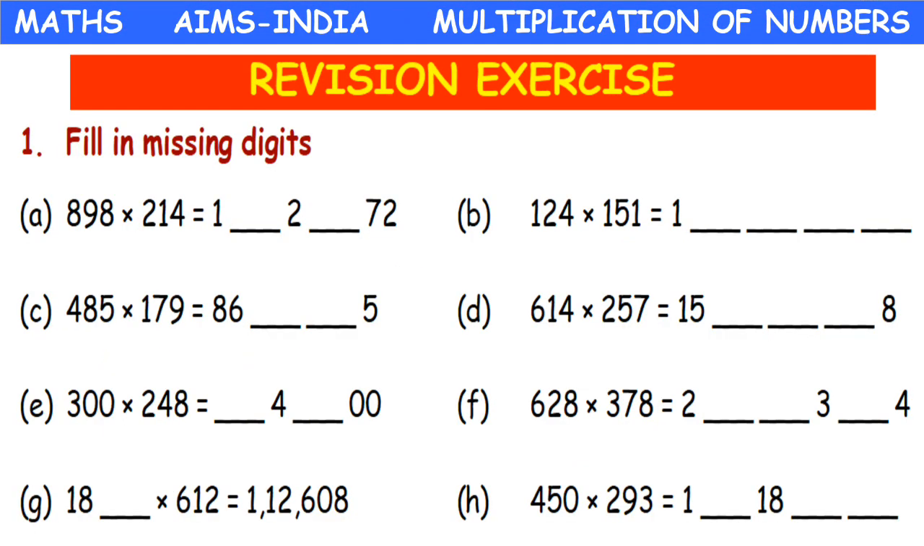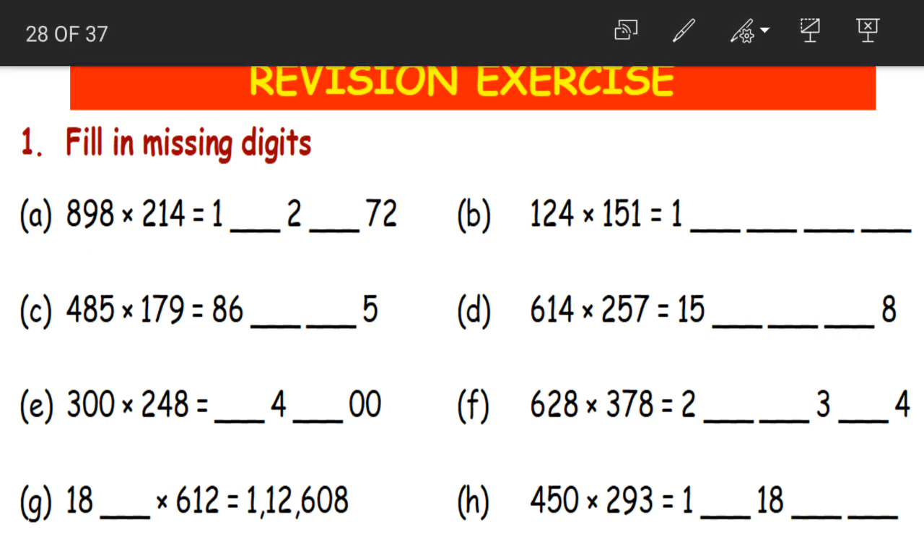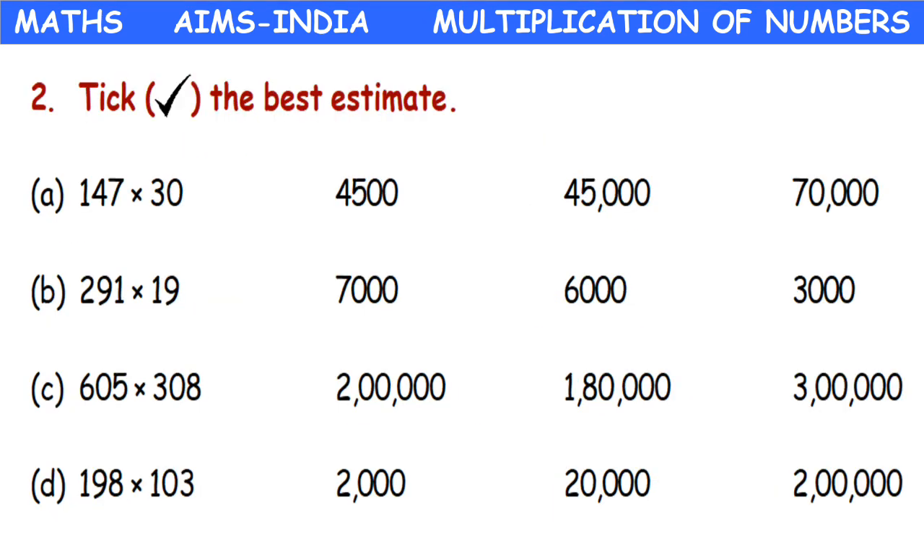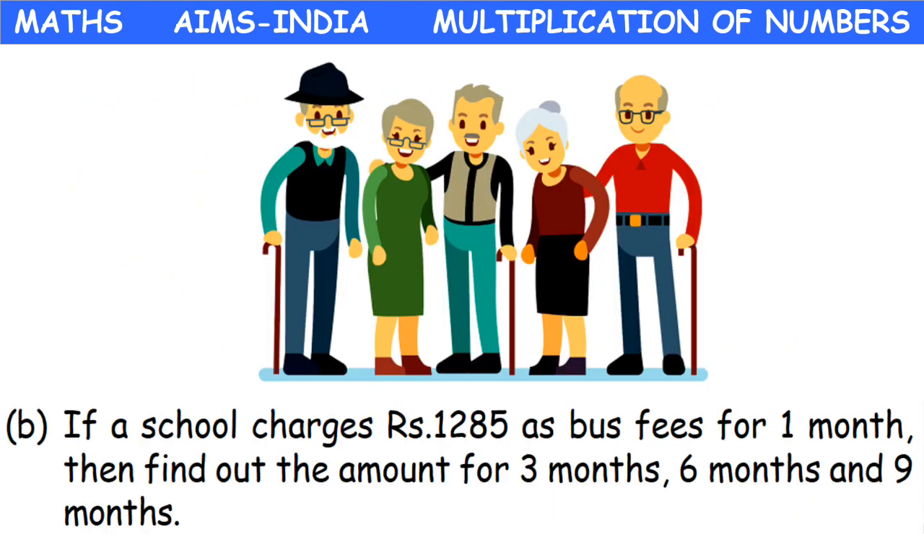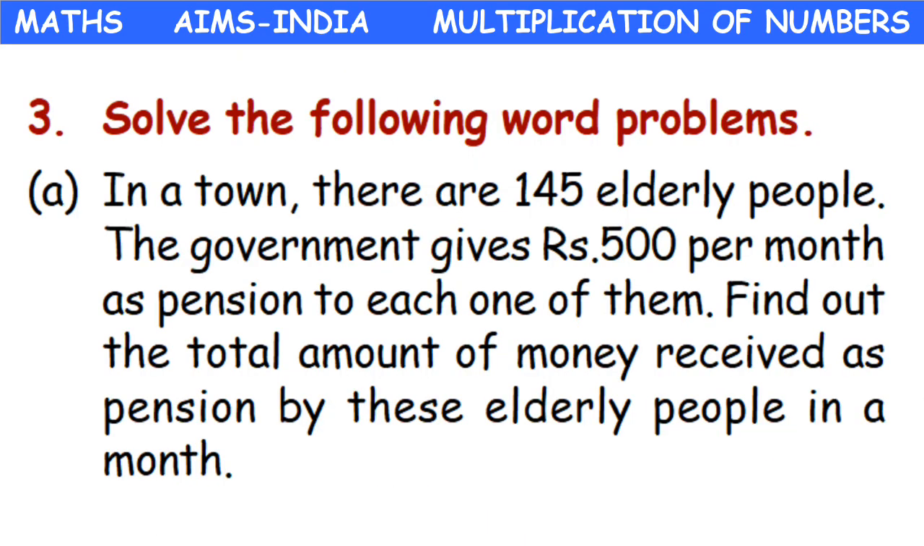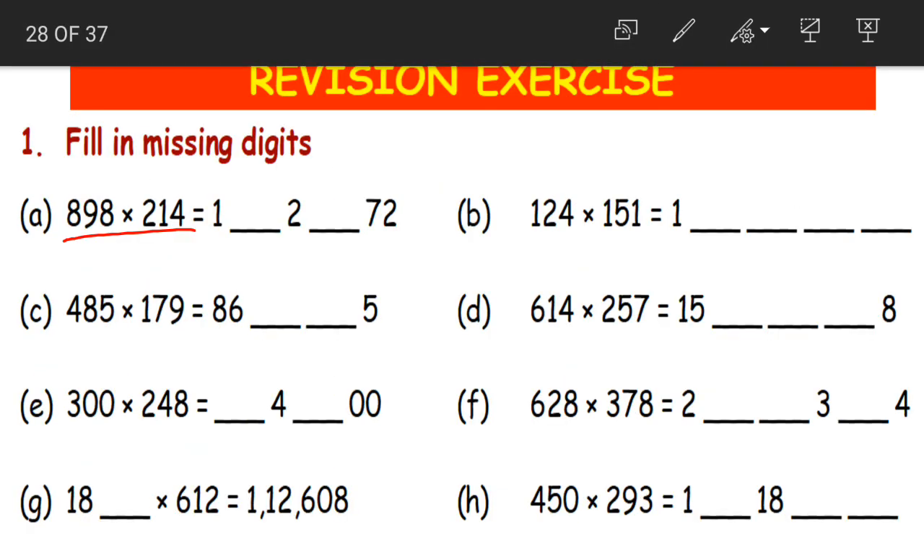Clear, children? Now we are having a revision exercise here. Fill in the missing digits. Let us see what do we have next. Okay, estimate and then a few word problems. Okay, filling the missing digits. Now how to do this? First we need to multiply 898 into 214.